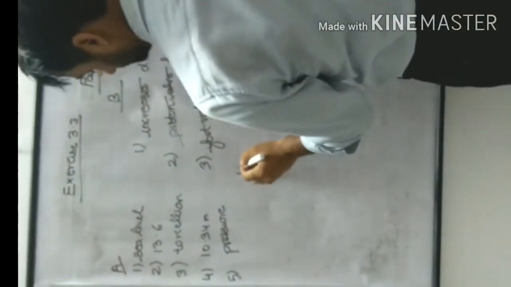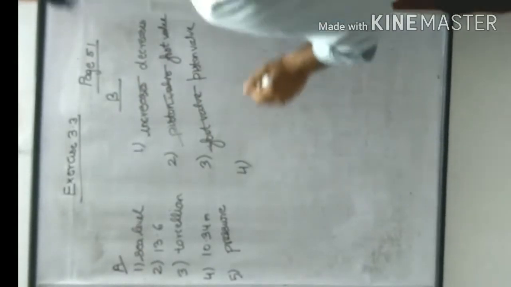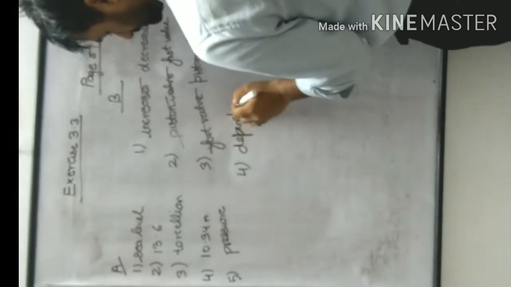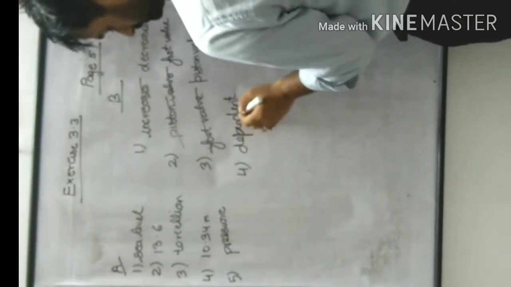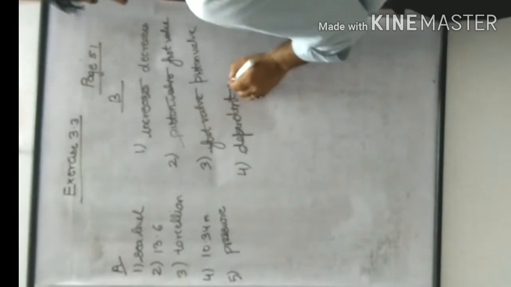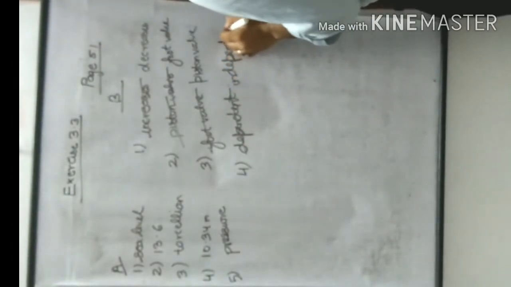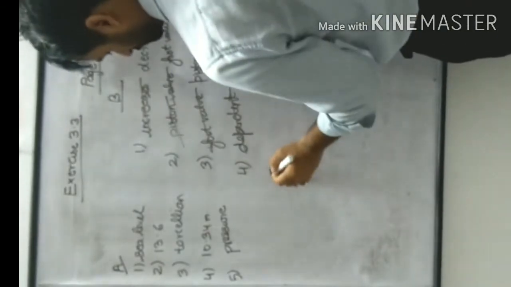Fourth one: the vertical height of mercury in a simple barometer is dependent on the area of cross section of the barometric tube. No, it is independent. So dependent is there. Look at that and write there independent. If you are tilting the tube, then also no change.